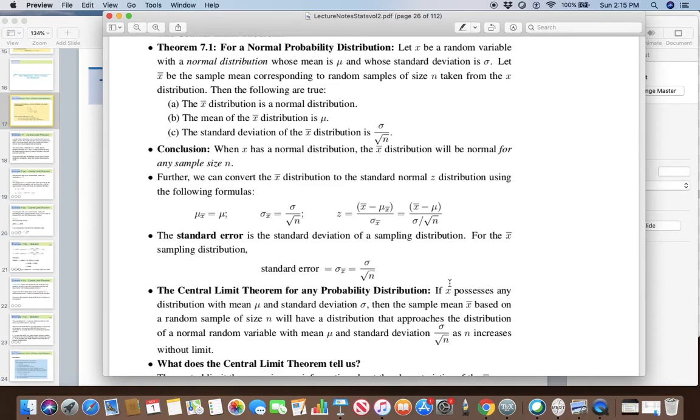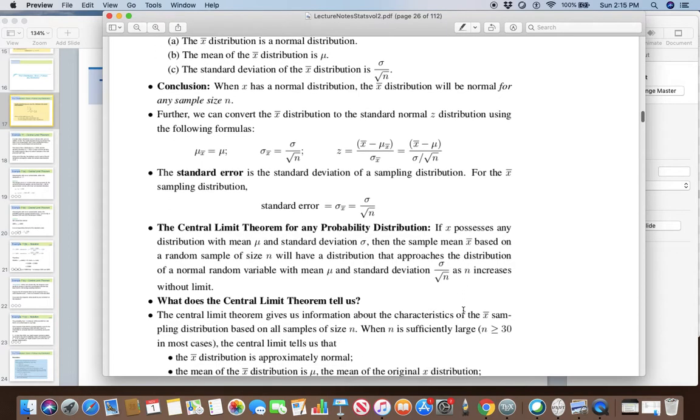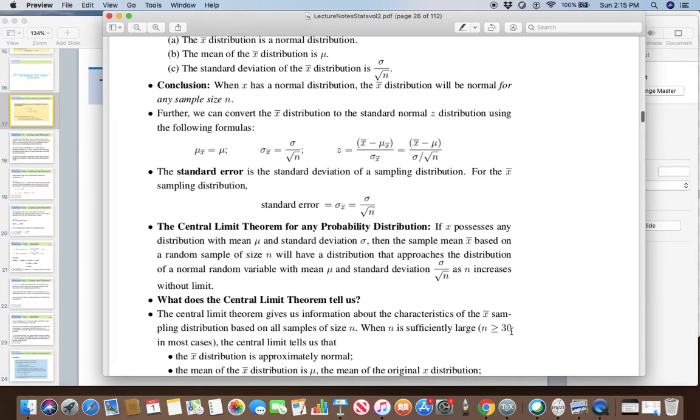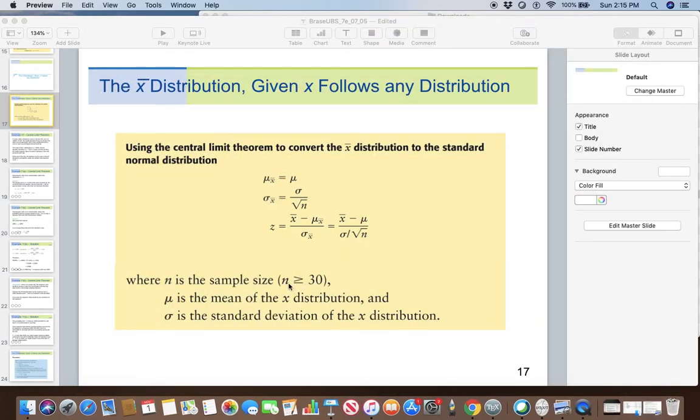Whereas here, X need not be normal. X possesses any distribution. Then X bar will approach normal. In other words, X bar is approximately normal, but the mean remains the same. Standard deviation is sigma over square root n, just as before. And this is valid when n is at least 30. So you want n to be greater than or equal to 30.